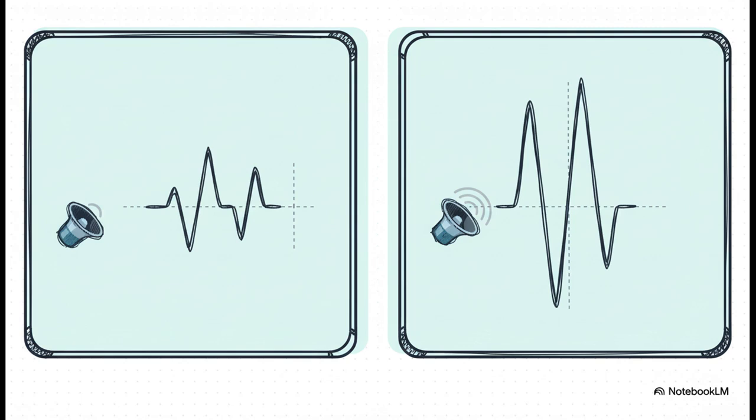It's all about amplitude. A sound wave with a low amplitude, that shorter wave you see on the left, is what our ears hear as a soft sound. A wave with a high amplitude, that taller one on the right, is what we hear as a loud sound. It's really that direct a connection.